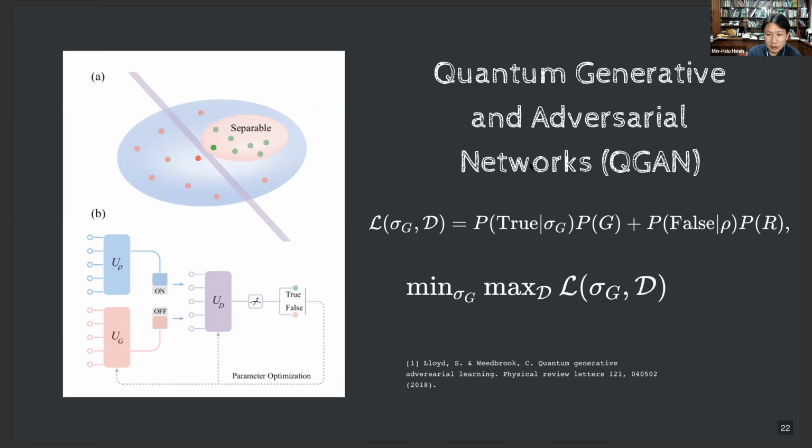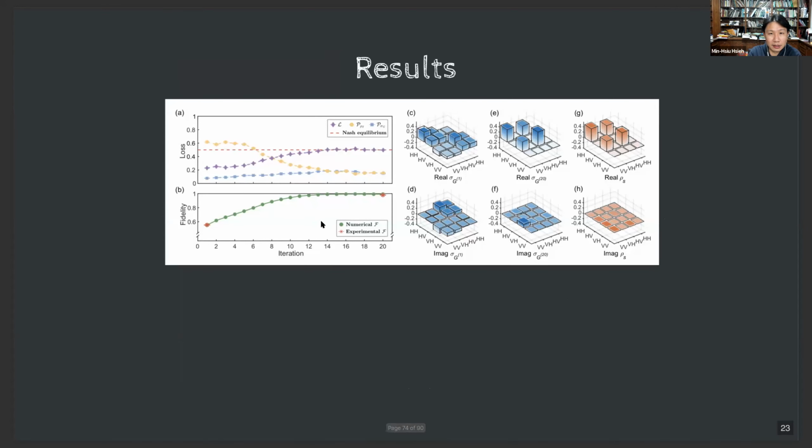Seth Lloyd and collaborators made these observations, and they say that this quantum generative adversarial network might have a quantum advantage over the classical generative adversarial network. We actually demonstrate this idea using the task of entanglement test. So these are the experiment results.